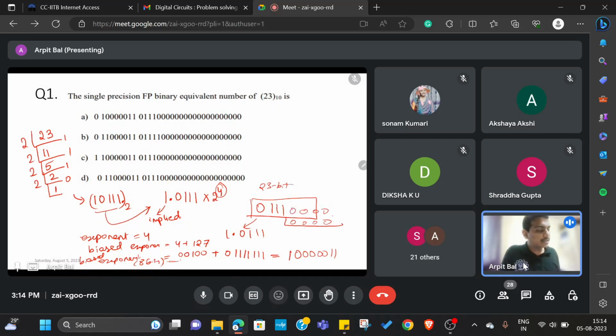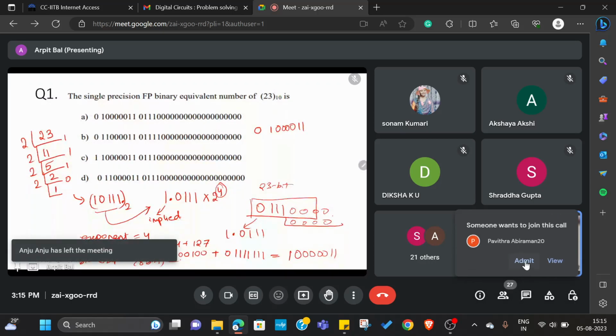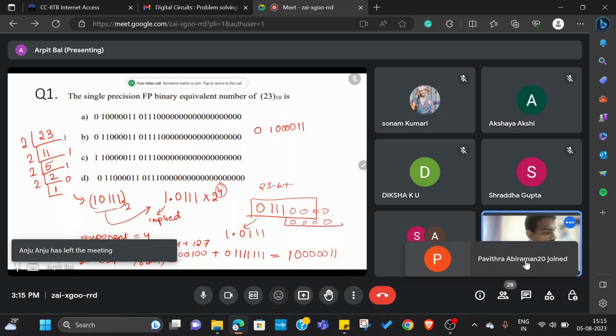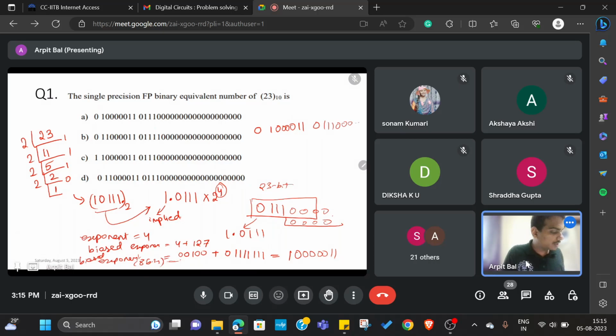And this number is positive, so the sign bit is 0. Next is the exponent, so the exponent is 1, 5 zeros, 1 1, and the significand is 0 1 1 and then 19 zeros. Okay, so let's see which option matches this, that is option A.